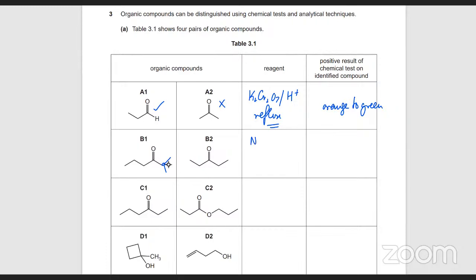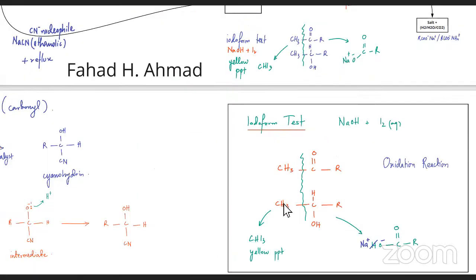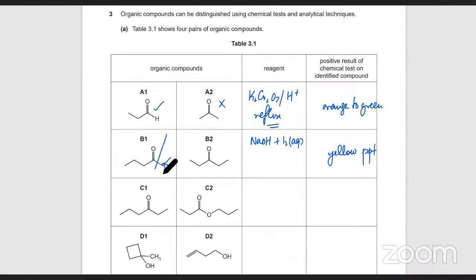iodoform. Iodoform क्या होता है? Alkaline iodine, NaOH plus I2 aqueous. So B1 is going to give you a positive test and it's going to form a yellow precipitate. होता ही है कि जो methyl है ना, that breaks and it forms a yellow precipitate. इधर show कर देता हूँ, तो methyl breaks and forms a CHI3 yellow precipitate. और जो दोनों cases में ना, the other side turns into a carboxylic acid. So this is iodoform.